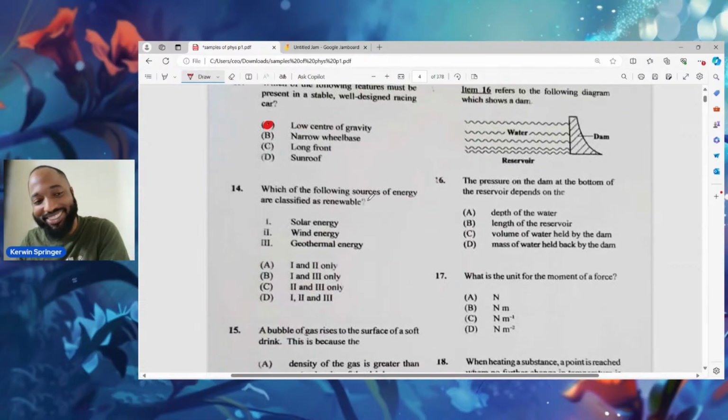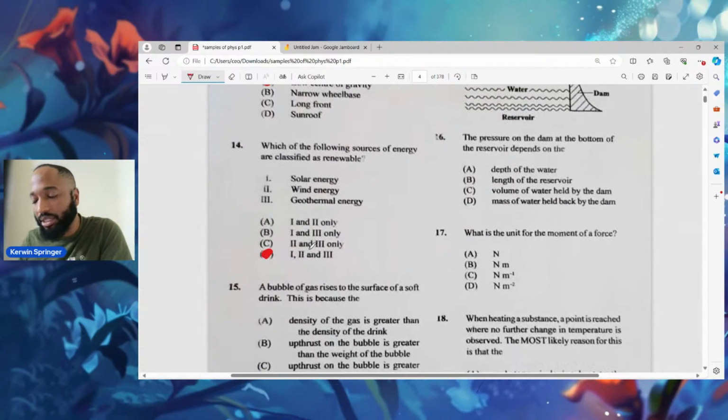Which of the following sources of energy are classified as renewable? All of these are classified as renewable. Solar energy, wind energy, geothermal.